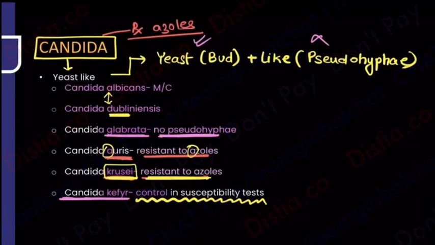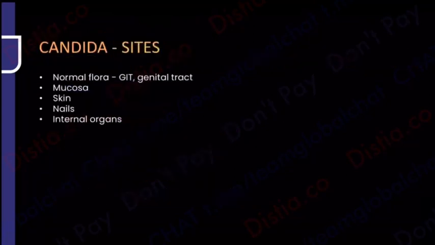Having said that, now when I talk about Candida moving forward, I am in general talking about the most common one that you know, that is Candida albicans. Okay, so firstly, what sites is it a normal part of? It's also a part of our normal flora, right? It's a part of our GIT, our genital tract, our nails, our skin, our mucosa, even in the internal organs. So it's definitely a part of our normal flora.